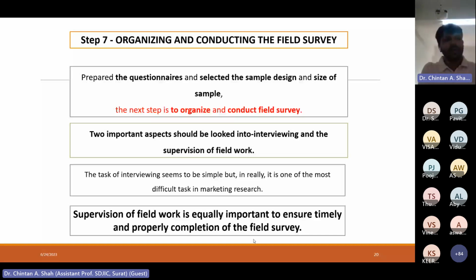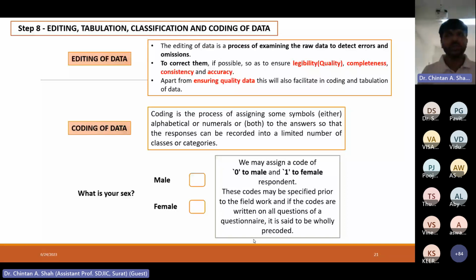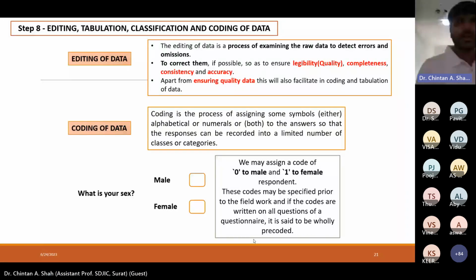Then the next point, number 8, comes after the completion of the data collection step through the field survey. Now the point is editing, tabulating, and classification of data with the help of coding. You have to prepare a coding sheet. Editing of data maintains the quality and completeness of data and checks its consistency. You can also measure the accuracy of the information you collect. These four important things you have to ensure before finalizing the result or published result.